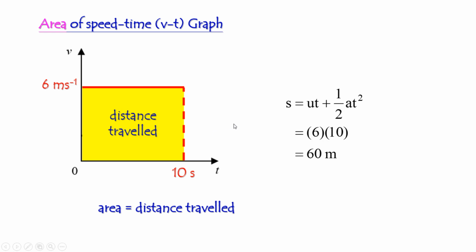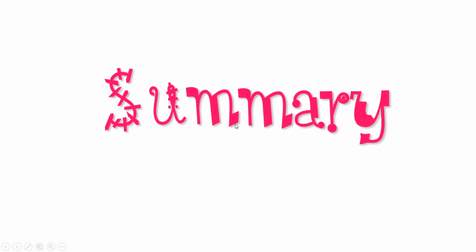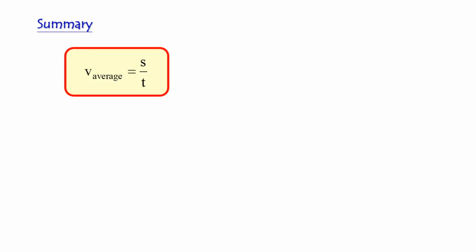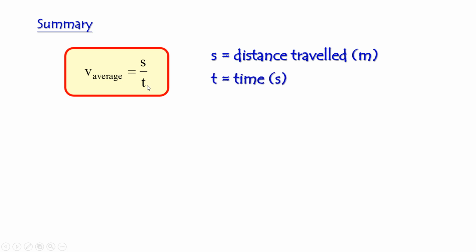Is it okay? Okay, maybe this is the last part of this chapter. We are going to have a summary of all the important features that we learned from 3.1 to 3.4. From 3.1 we learned about the average speed. How to find out the average speed? It is the total distance travelled divided by the total time taken. So it gives you the average speed of an object throughout the journey.